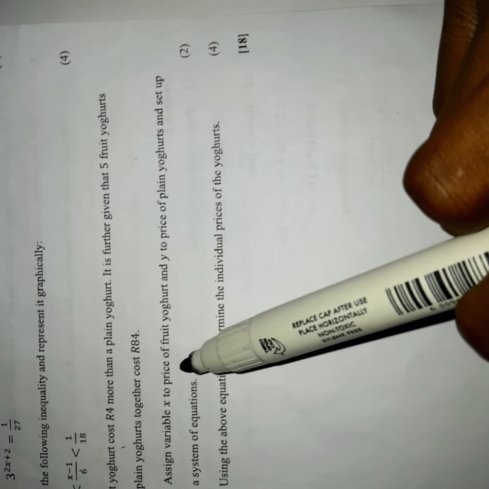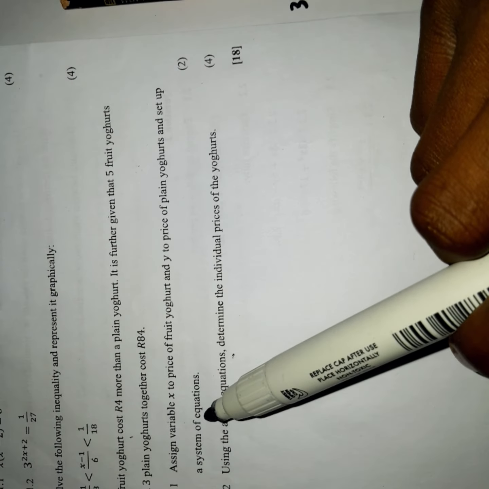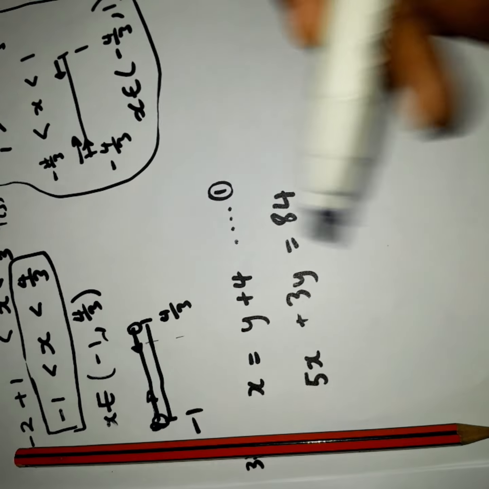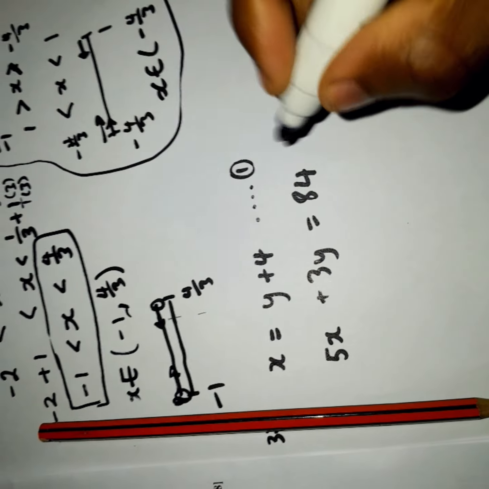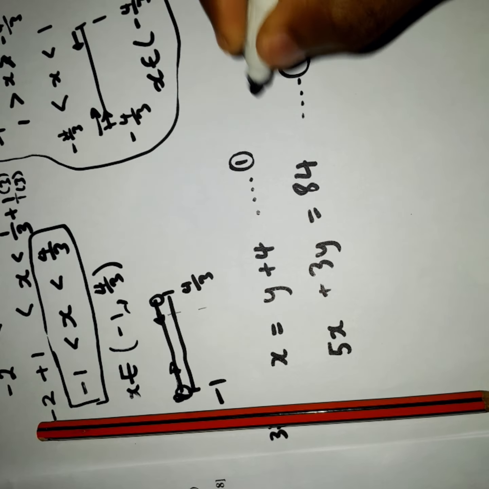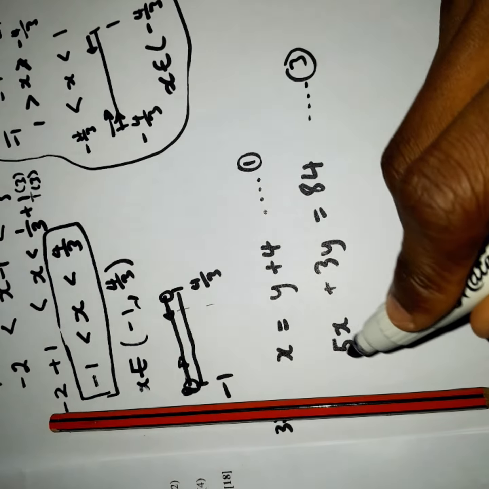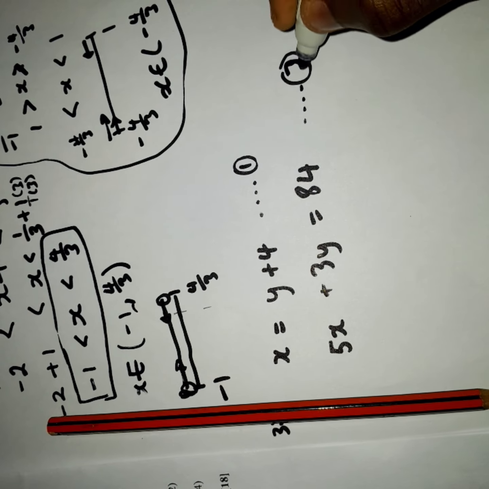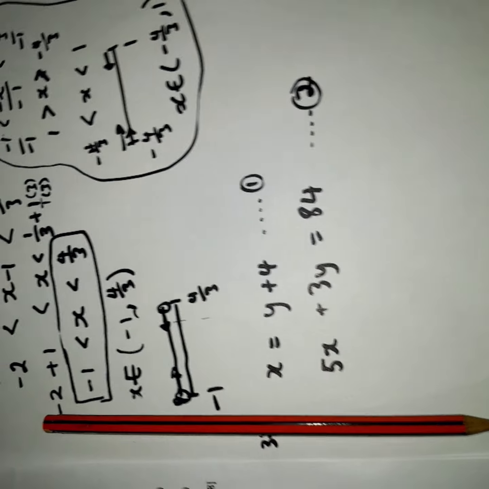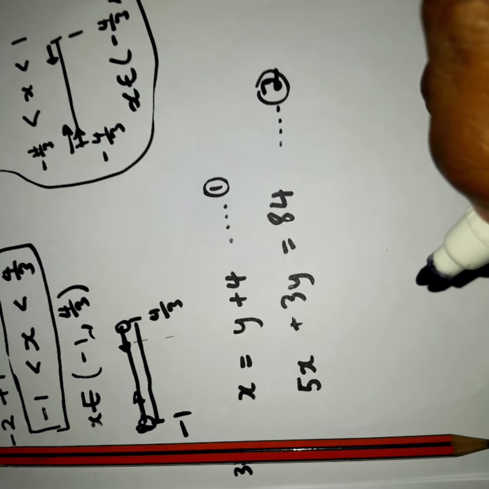So assign x values to the price of fruit yogurt and y to the price of plain yogurt. Set up a system of equations. So system of equations, basically doing it like this, just like this. And also you can do this. It's the third equation. So let's try to find a second equation using this. Oh, sorry, this is the second equation, sorry for that. So basically we're doing simultaneous equations. So let's try to do the third equation.